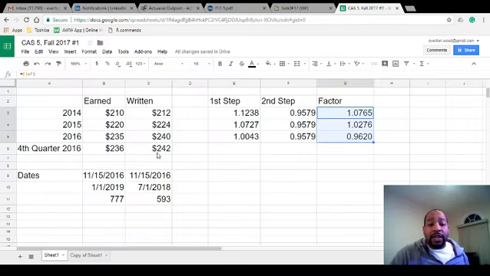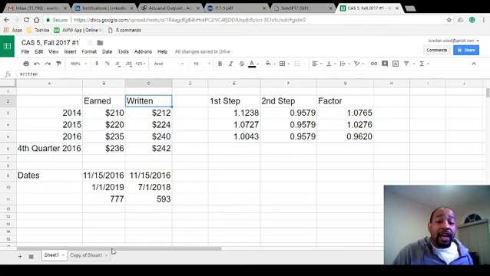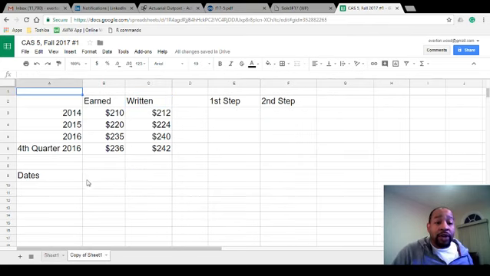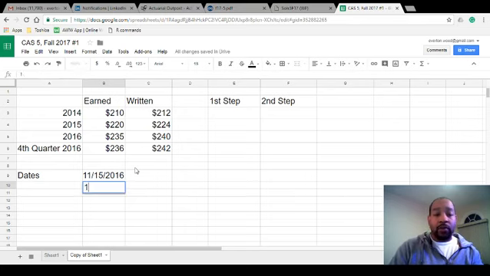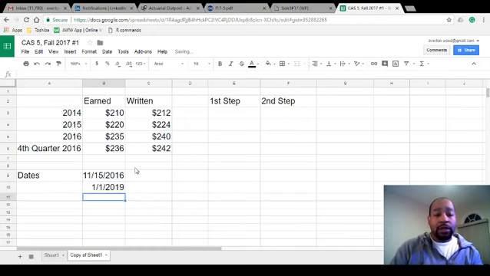So this is one method, and this would be a perfectly good answer as far as I'm aware. But we could have done it the other way, using the written as a frame of reference. So I'm just going to do that again real quick. We have 11/15/2016, and for earned, July is the end, so 1/1/2019.